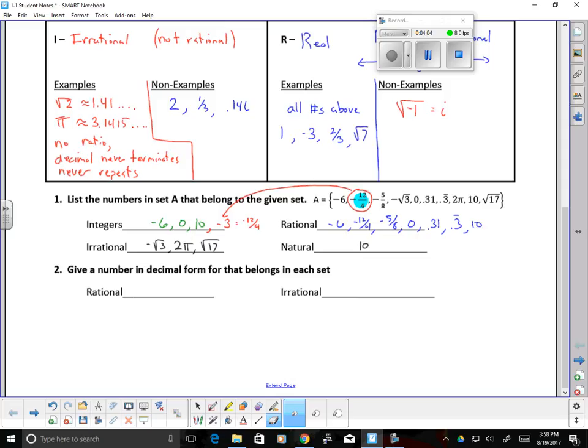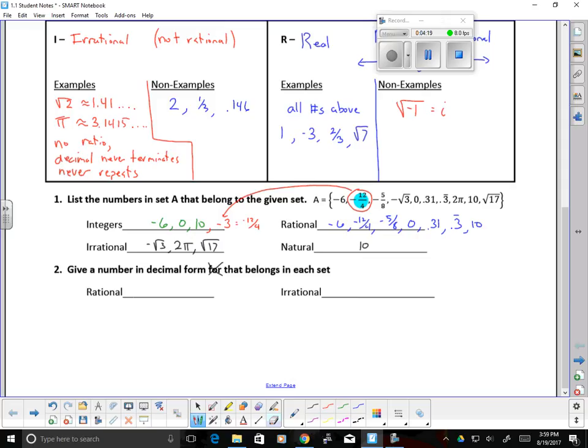It says give a number in decimal form for that belong. Oh, I've got a typo here. Everybody cross out that 4. So give a number in decimal form that belongs in each set.